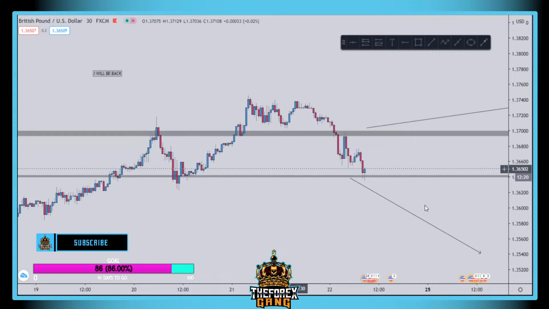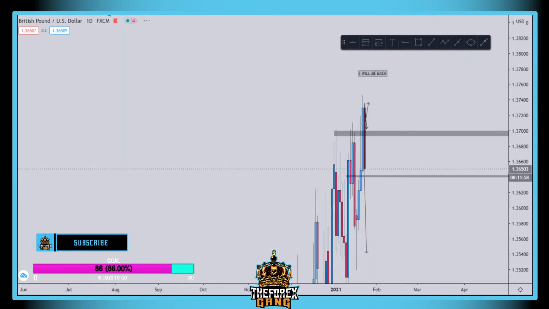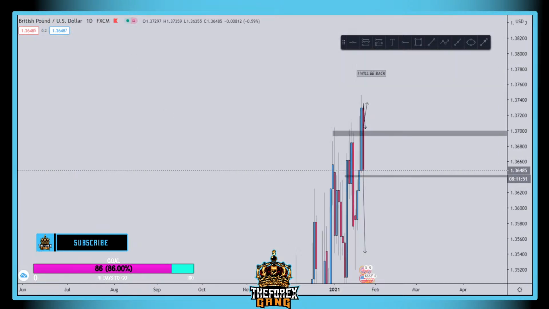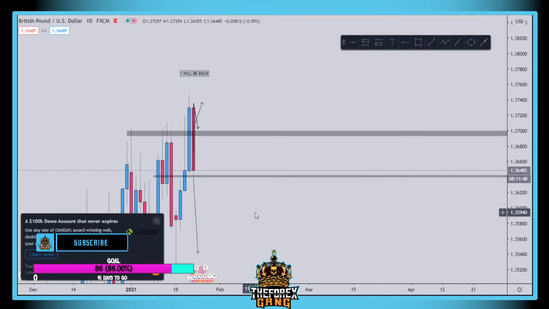Now, because New York is about to open soon, and this is a major kind of support, what I have seen most times is that price just continues to go up. But we'll see. I'm thinking the weekly, the daily has broken the previous daily, the lower low, right? Yes.